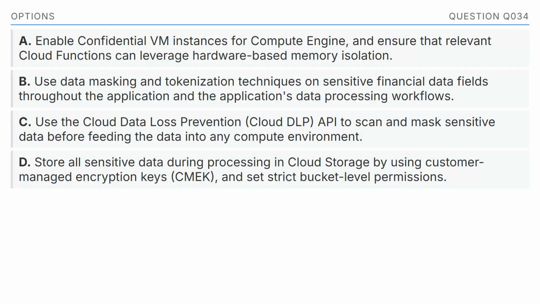The options are: Option A, enable confidential VM instances for Compute Engine, and ensure that relevant Cloud Functions can leverage hardware-based memory isolation. Option B, use data masking and tokenization techniques on sensitive financial data fields throughout the application and the application's data processing workflows. Option C, use the Cloud Data Loss Prevention, Cloud DLP, API to scan and mask sensitive data before feeding the data into any compute environment. Option D, store all sensitive data during processing in Cloud Storage by using customer-managed encryption keys, CMEK, and set strict bucket-level permissions.